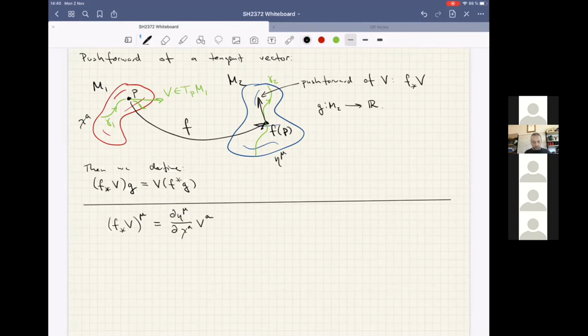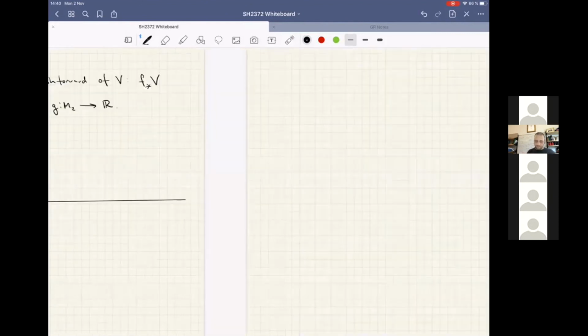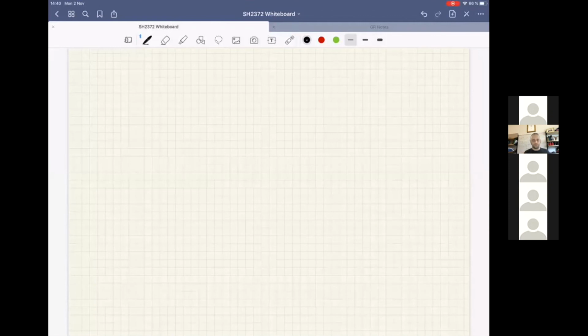So that about vectors. Now you can do a similar thing if you have an n0 tensor. You just push forward the individual vectors, or the individual vector bases too, and then you can make a push forward of an n0 tensor. What you can also do is, so we can push tangent vectors forward from M1 to M2, but we can also pull back dual vectors.